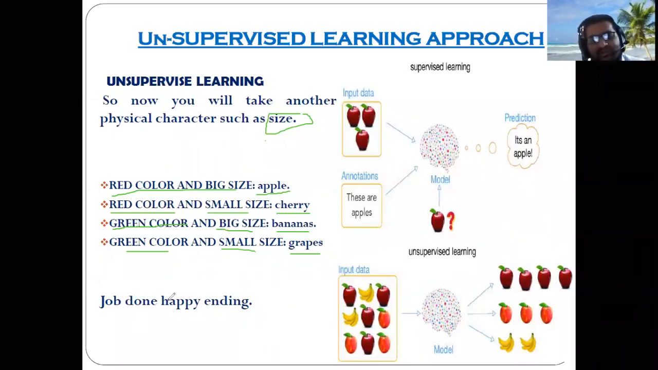This kind of grouping is called what? Clustering. And this kind of clustering learning is called what? Unsupervised learning. Concept clear?